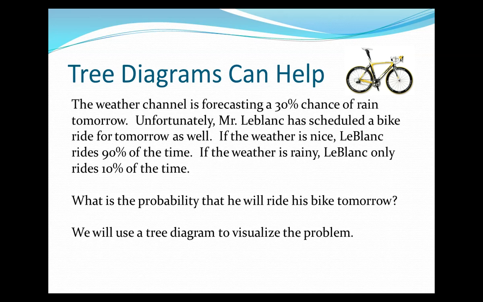And just because it rains doesn't mean he's not going to bike, but if it's rainy, he'll only ride his bike 10% of the time. So having that information that there's a 30% chance of rain tomorrow, we want to find the probability that he's going to ride his bike. So we're going to draw a tree diagram to visualize this problem.